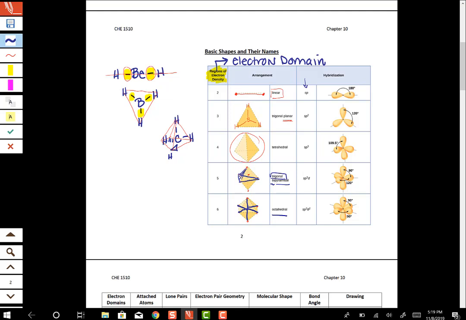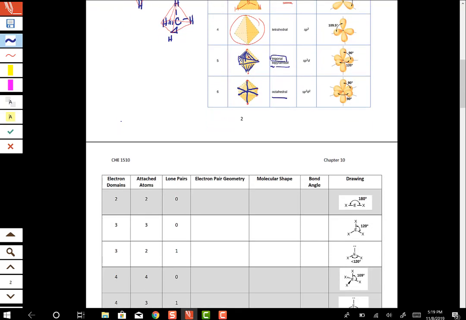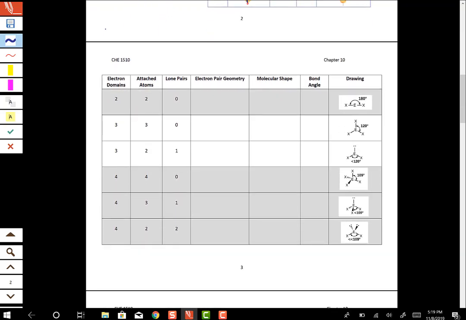And look, you kind of got a pyramid shape going up here, and then you got a pyramid shape going down here. So these are our 6 main classifications of shapes. Let's break these classes down into more specific examples. So I have a series of tables here listed with electron domains and attached atoms and lone pairs.